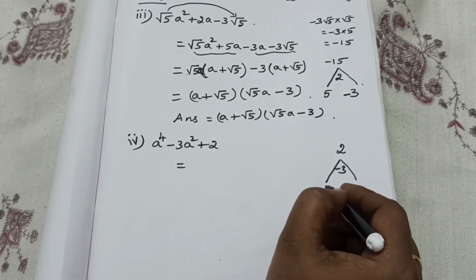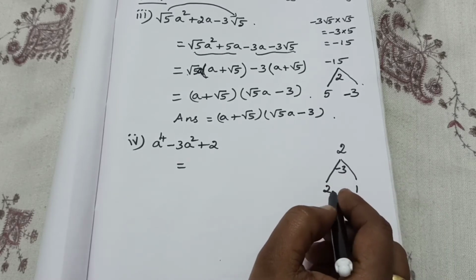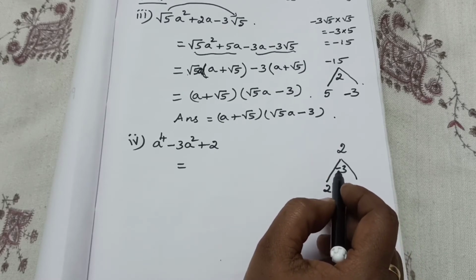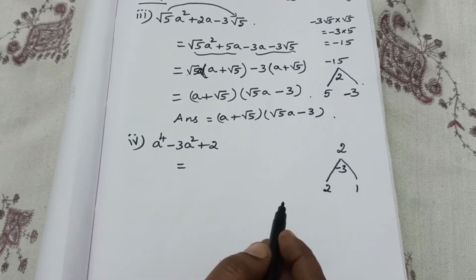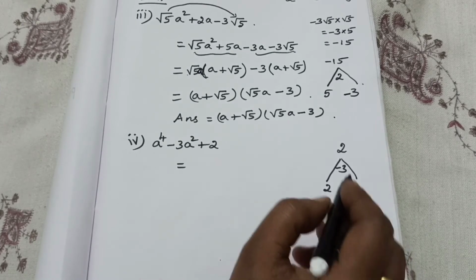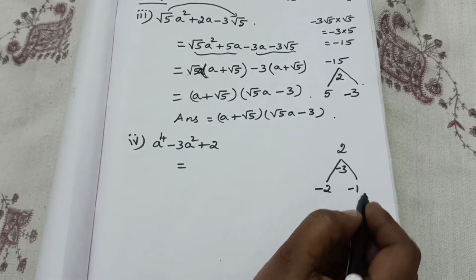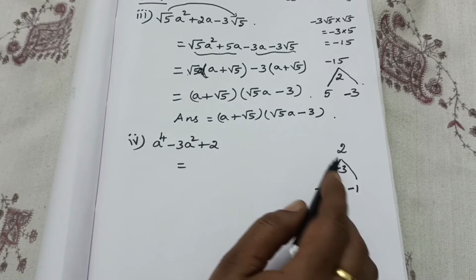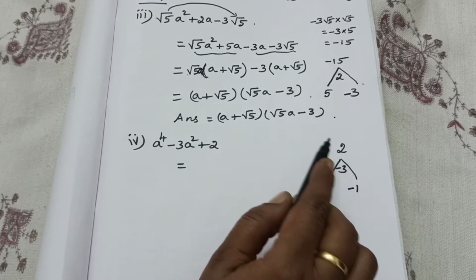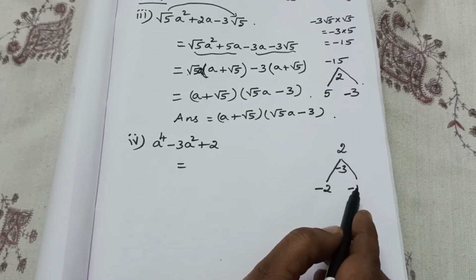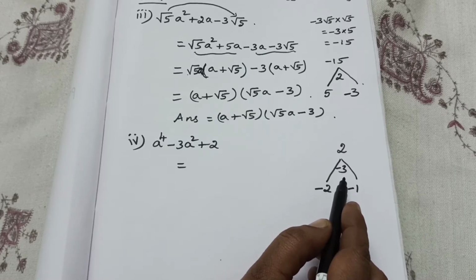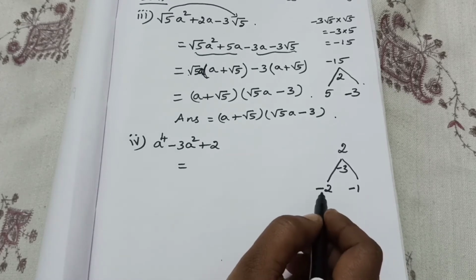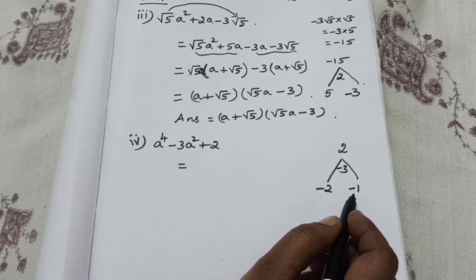Then 1, 2 and 1. 2 into 1 is 2, isn't it? But here we need the sum to be minus 3. So what to do? Both factors we have to put the minus. Correct? Minus 2 into minus 1 is 2. Product is 2, and this minus 2 and minus 1 added, we will get minus 3. Then shall we split the middle term as minus 2a minus a?